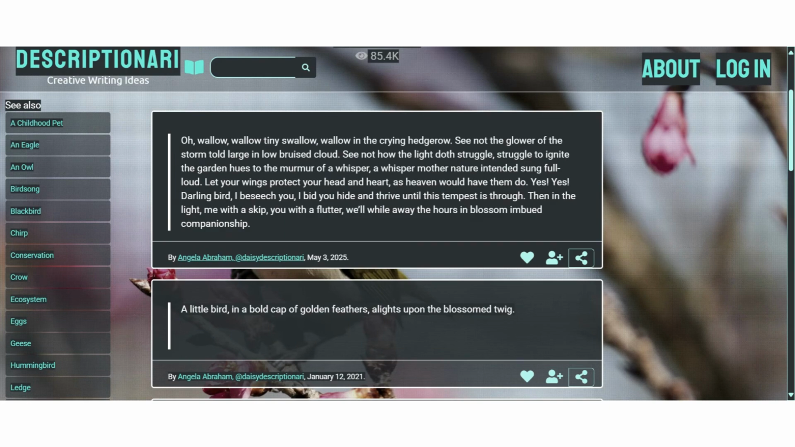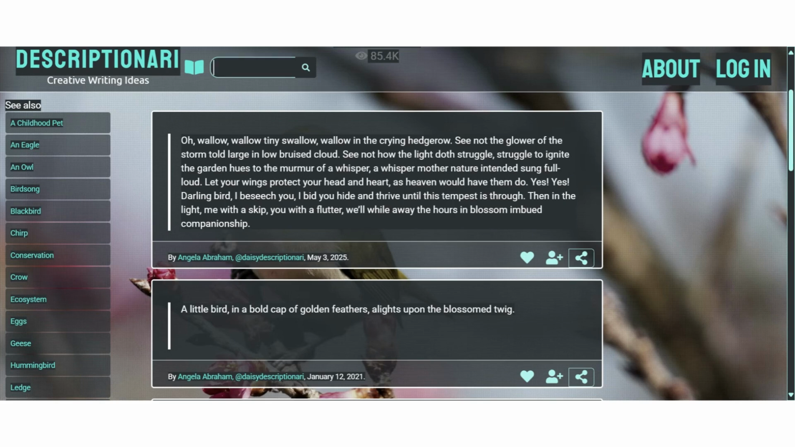Let your wings protect your head and heart as heaven would have them do. Yes, yes. So a repetition of the word yes. It emphasizes the positivity. It helps to ensure that the reader notices that. So there is one version of repetition, well, several actually.